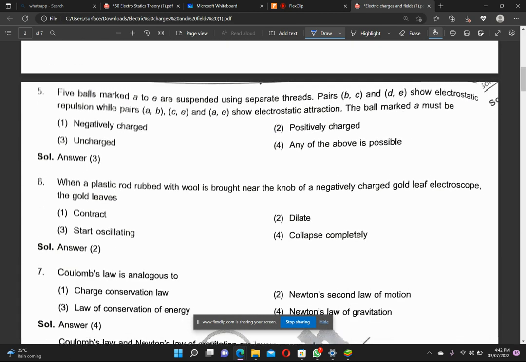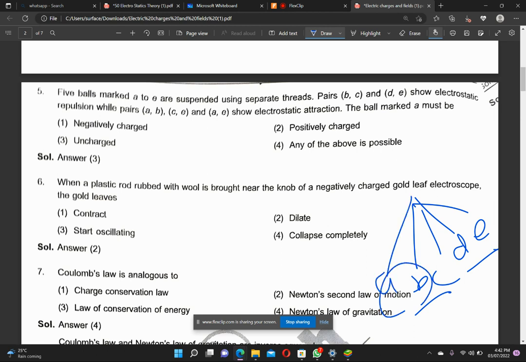Due to repulsion force between diametrically opposite walls, when the conducting soap bubble is negatively charged, it expands. Five balls marked A to E are suspended using separate threads. Pairs B, C and D, E show electrostatic repulsion, while pairs AB, CE, and even AE show electrostatic attraction. So when CE and AB show attraction, and AE also shows attraction, while BC shows repulsion, the ball marked A must be uncharged.